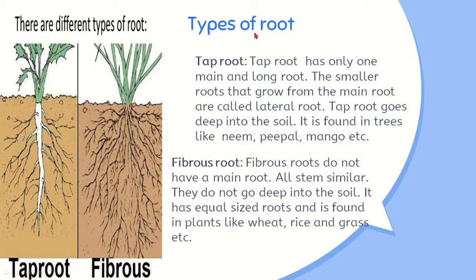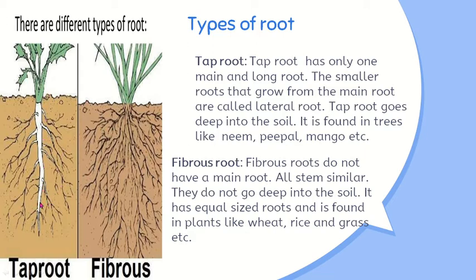Next is types of root. There are mainly 2 types of root: taproot and fibrous root. First is taproot. Taproot has a main long root. As you can see in this picture, taproot has a main long root and the smaller roots that grow from the main root are called lateral roots. These all are the lateral roots.